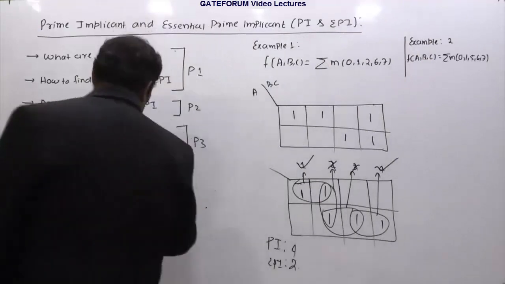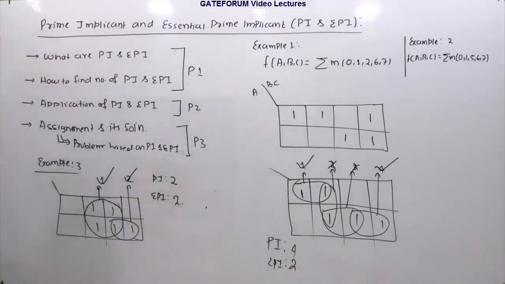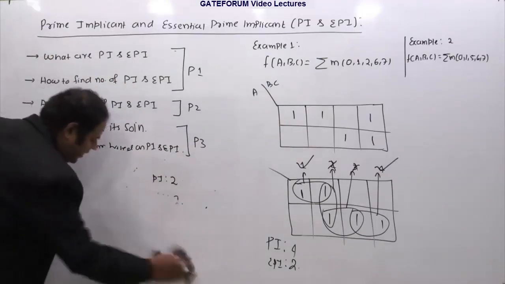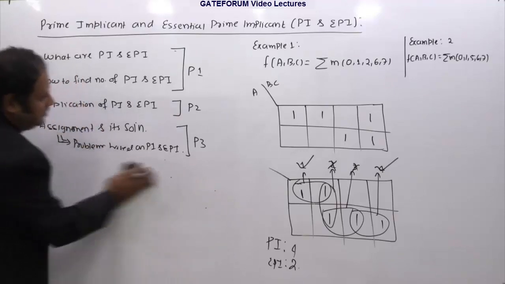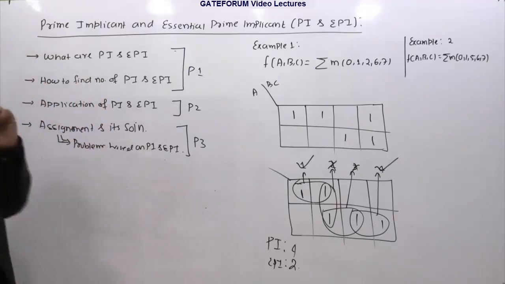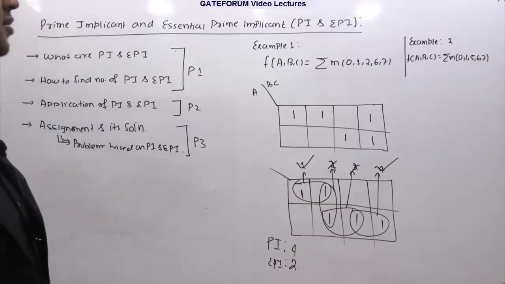So the number of PI is 2 and the number of EPI is also 2. Okay, so this is example 3. I hope I am able to explain the concept of PI and EPI. One more interesting thing I'd like to tell you in this case.